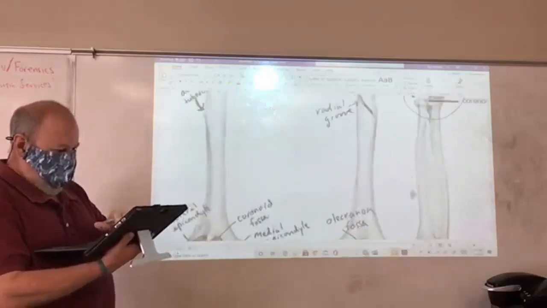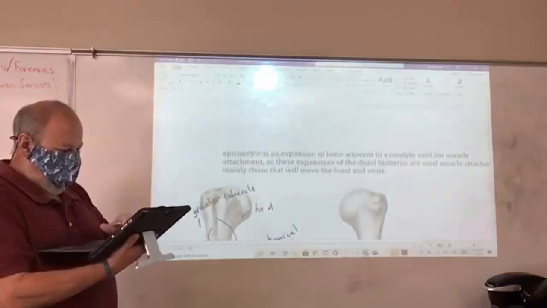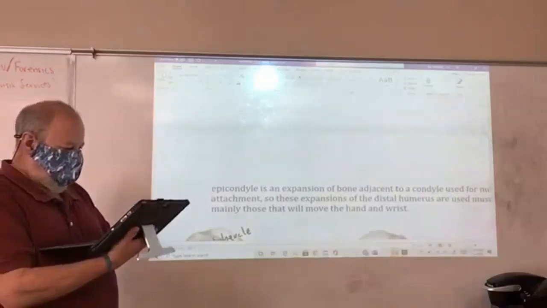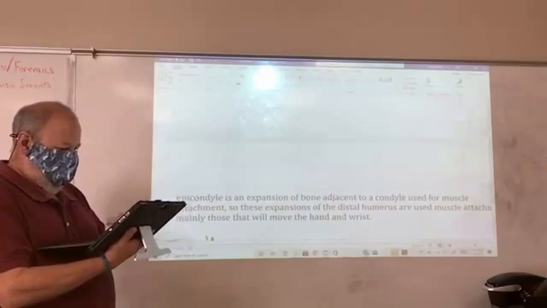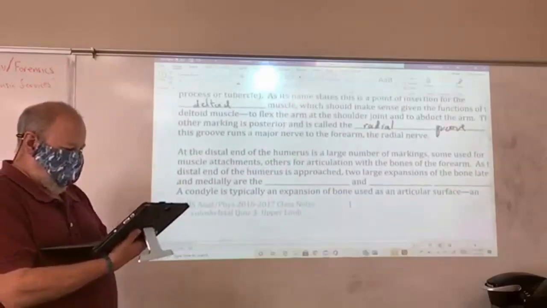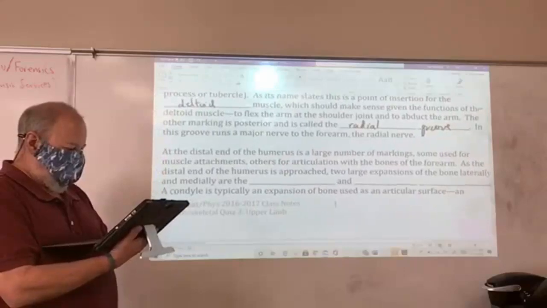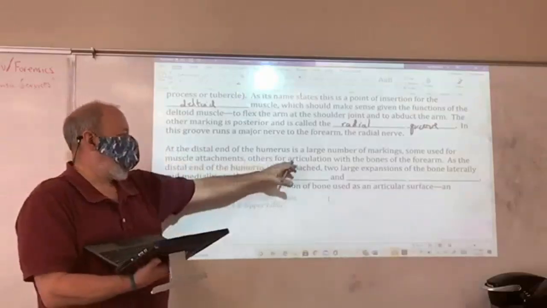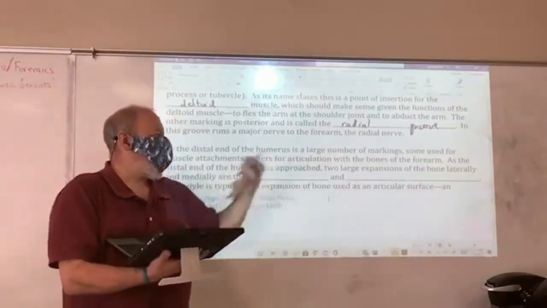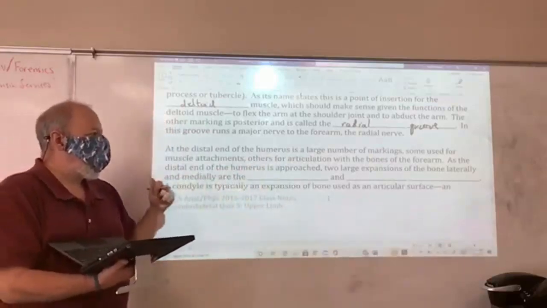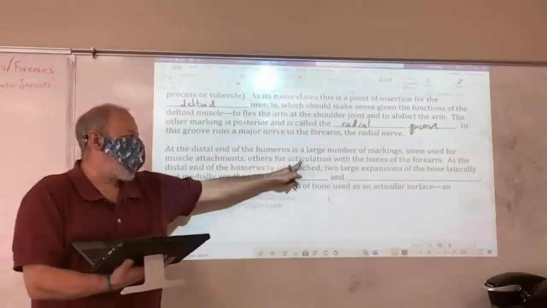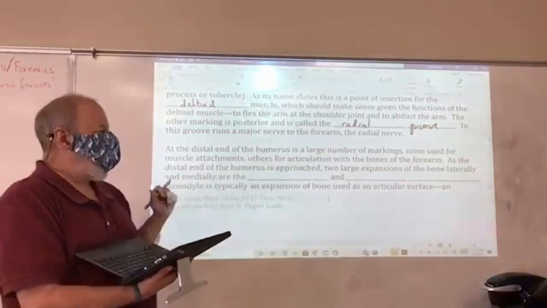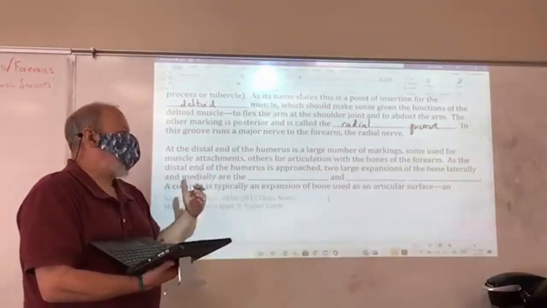So hopefully we've got enough information to go back in and fill in some blanks. At the distal end of the humerus is a large number of markings. We had a whole bunch of them, didn't we? Some are used for muscle attachments, others for articulation. Remember that we said articulation is where the bones communicate. That's what it means to articulate something, is to communicate, right? So this is where the bones are articulating, or communicating. That is at the joints.